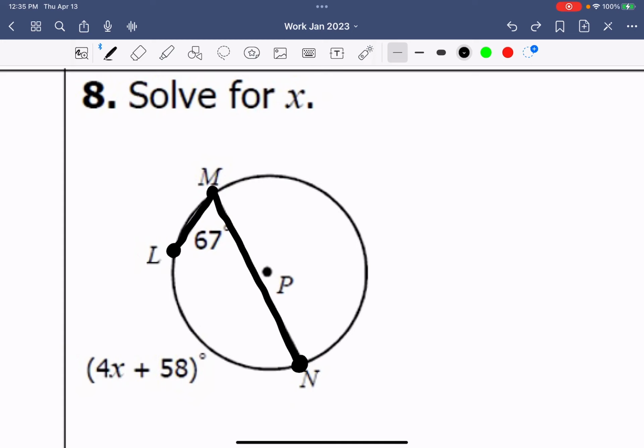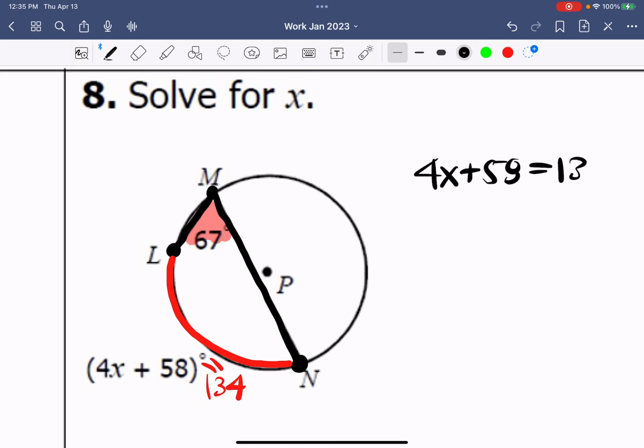Okay, that's the only angle I see, and they were telling me that back here it's 67 degrees. Well, that's important because if I double it, it would tell me the outside arc. So 67 times 2 would be 134. And this arc right here also belongs to the equation. So because they're both in the same spot, those are the ones that are equal. 4x plus 58 equals 134.